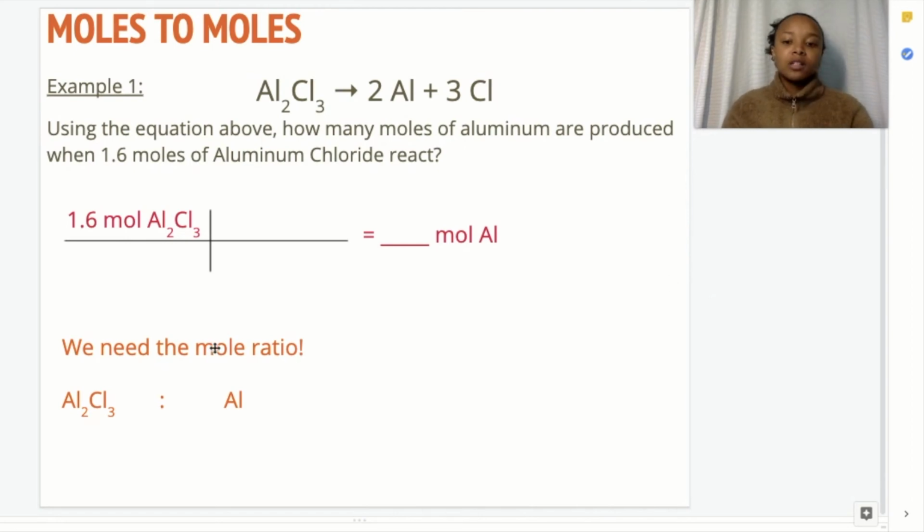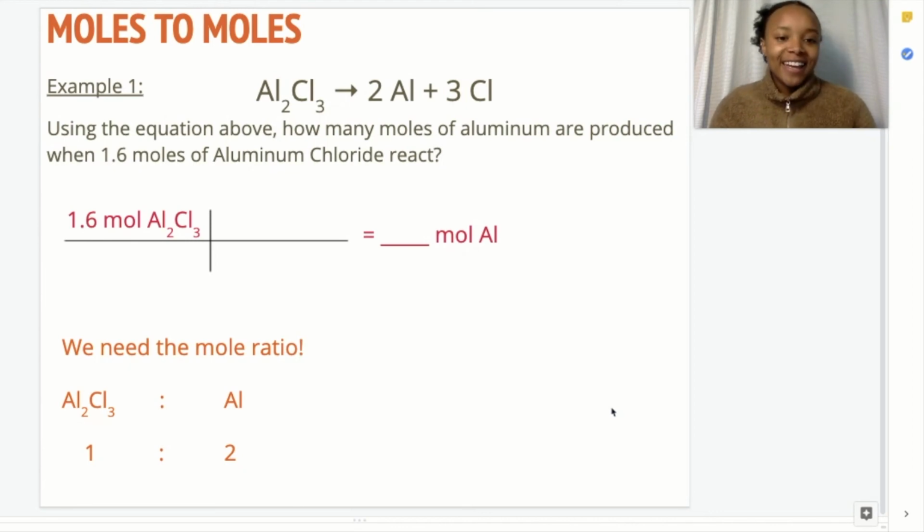Coefficients, right? So the ratio between aluminum chloride and aluminum: aluminum chloride has no number, so it's 1, and aluminum has a 2 in front of it, so it's 2. So the ratio must be 1 to 2. Now, I can use this ratio to cancel out my units and get this aluminum on the outside. Oops, I told you the answer, darn it.